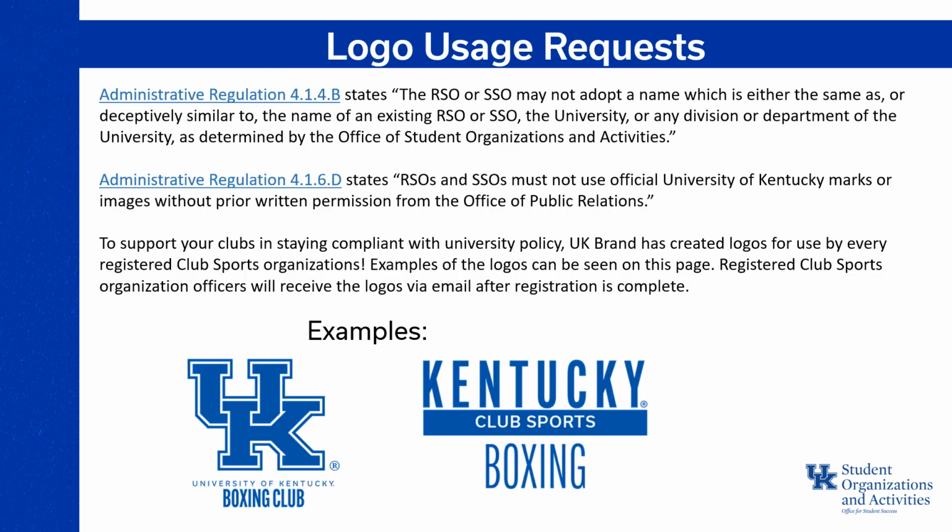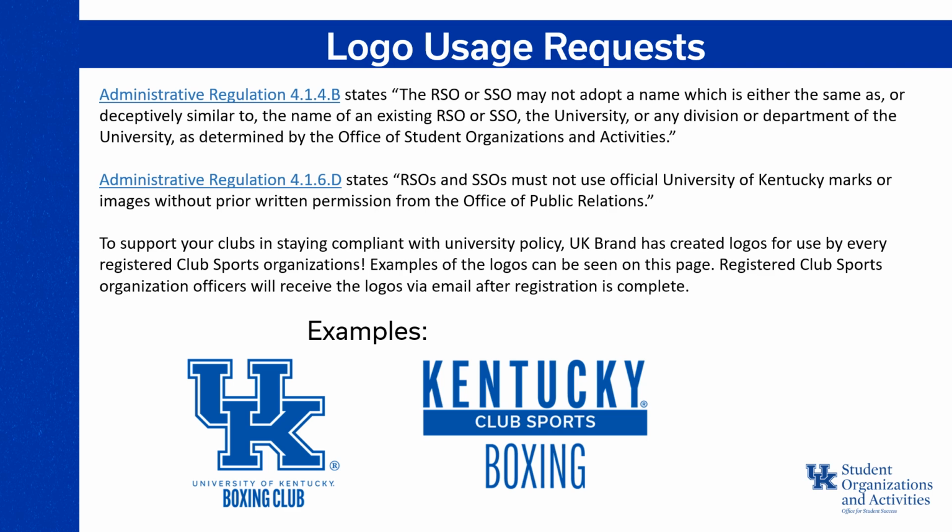AR 4.1.4.b states the RSO or SSO may not adopt a name which is either the same as or deceptively similar to the name of an existing RSO or SSO, the university, or any division or department of the university, as determined by the Office of Student Organizations and Activities. AR 4.1.6.d states RSOs and SSOs must not use official University of Kentucky marks or images without prior written permission from the Office of Public Relations.